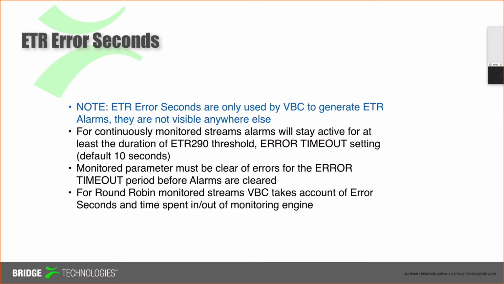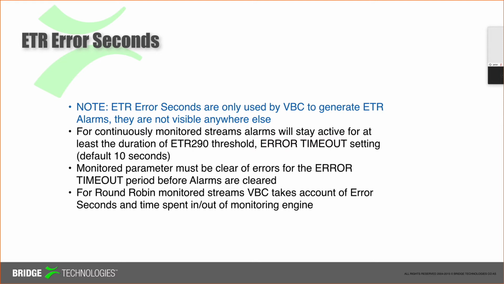Now remember that ETR 290 monitoring occurs in 2 different ways. It can occur 24/7 if you dedicate a single ETR engine to a multicast stream, or if you are receiving a transport stream from something like a satellite receiver, assuming that the satellite receiver is not doing round robin as well. That gives you a continuously monitored stream, and these alarms will stay active for at least the duration of the ETR 290 threshold. We'll look at the timeout settings in a minute.